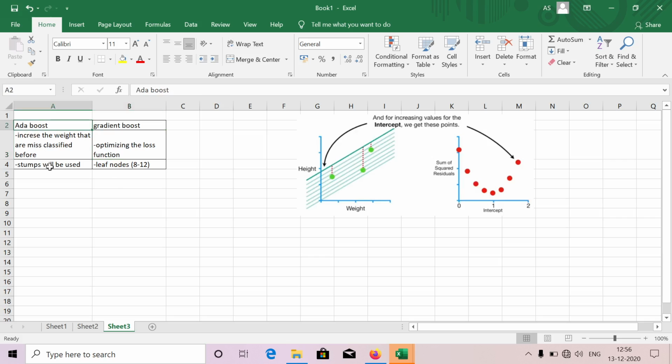In AdaBoost, stumps are used. Stumps means one root node and two leaves, so we restrict our tree to only one depth. In gradient boost, the tree can be expanded up to 8 to 10 leaves. This much our decision tree can be increased in gradient boosting. But in AdaBoost, it is only one root and two leaves, whereas in gradient boost we can expand the tree up to 8 to 12 leaves. Here we will understand how gradient boost works.